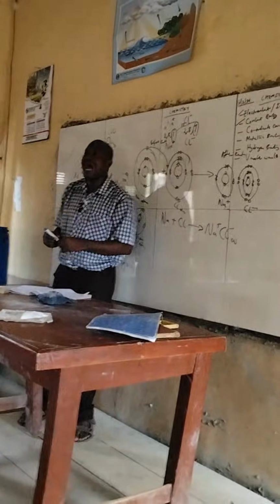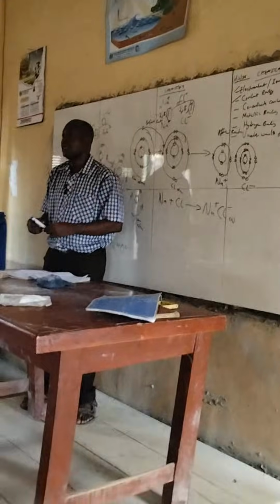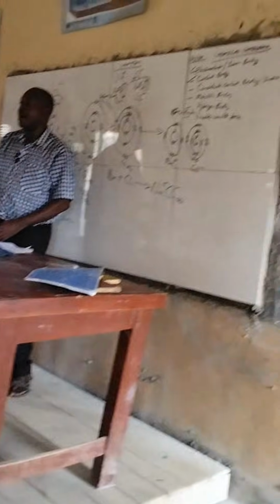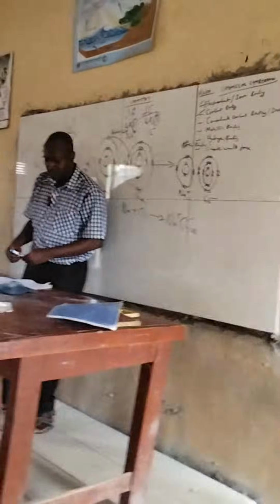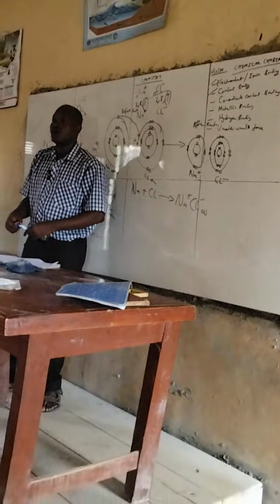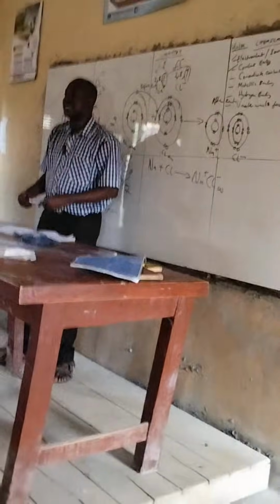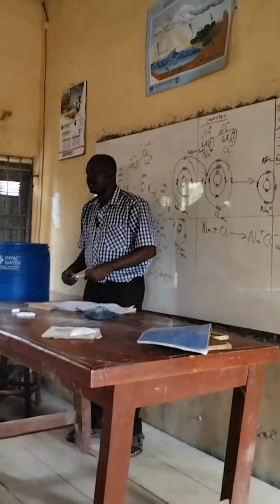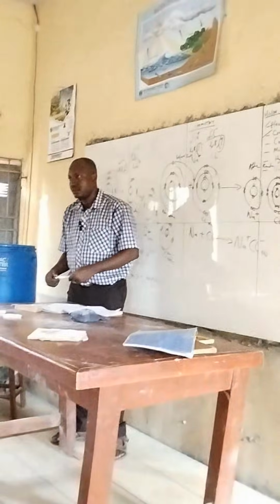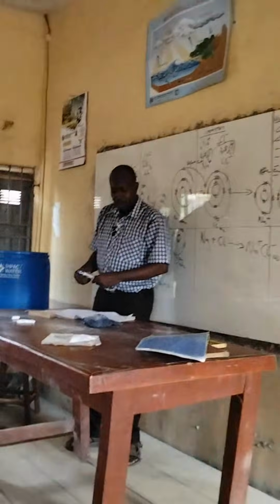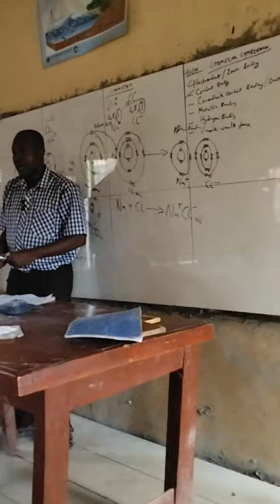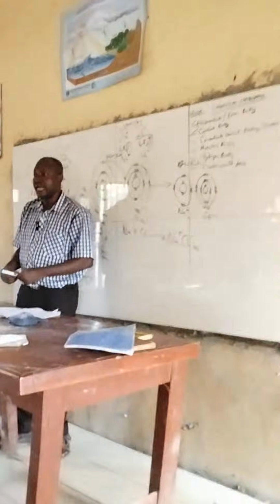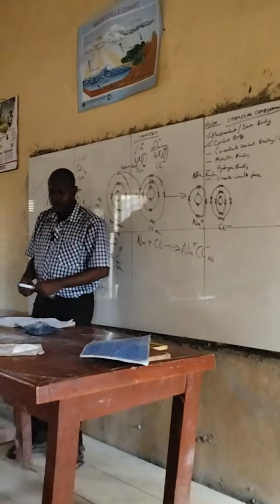They usually possess high melting and boiling points, and they are also good conductors of heat and electricity. Those are the properties of ionic or electrovalent bonding.